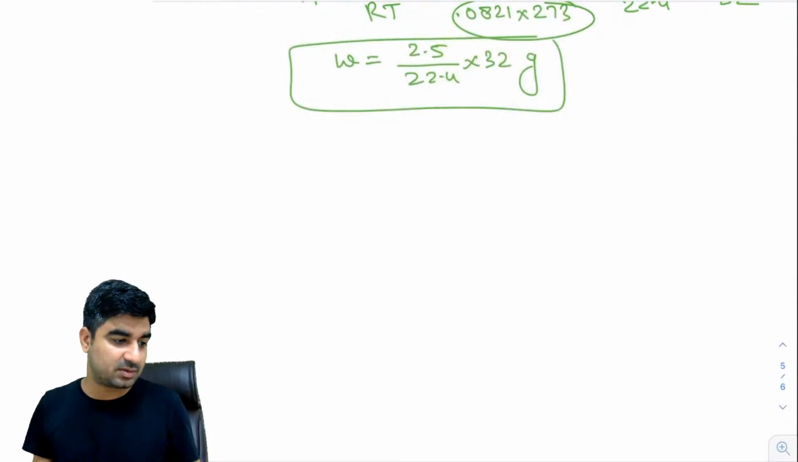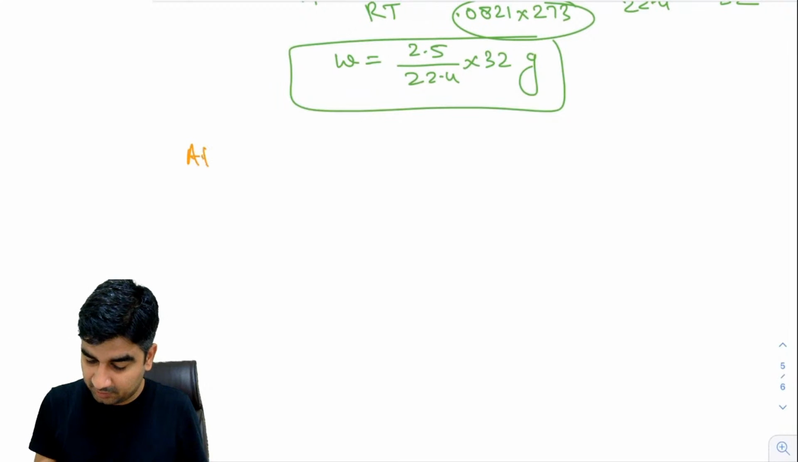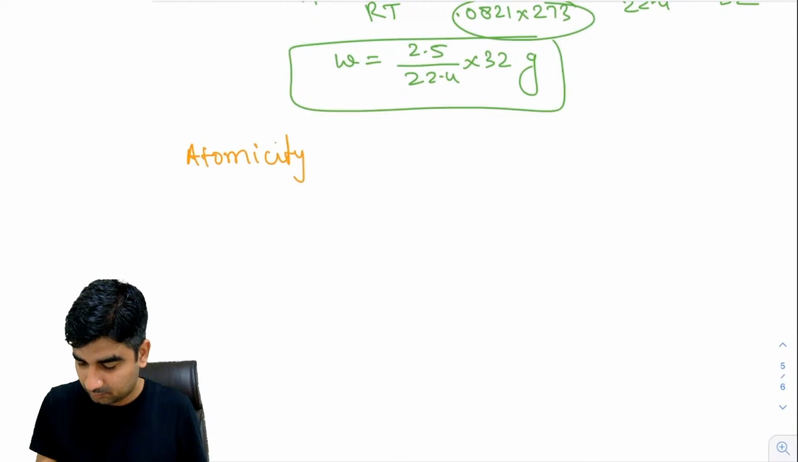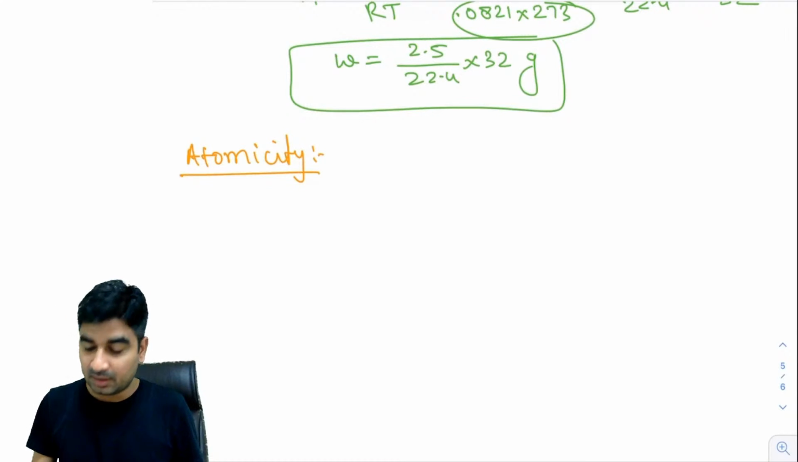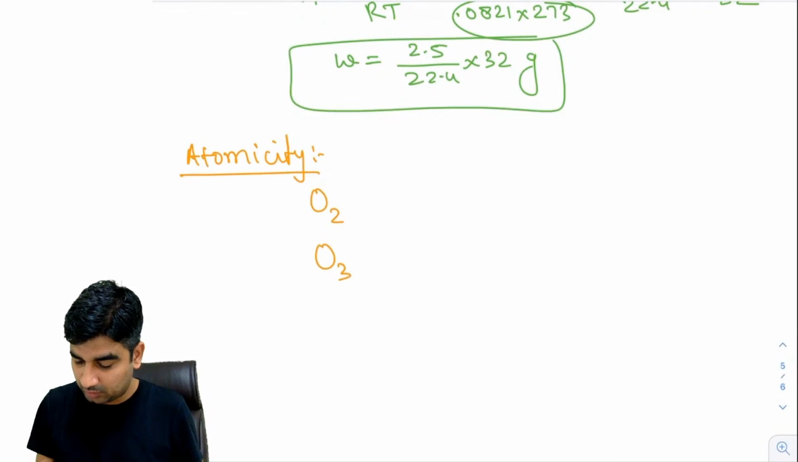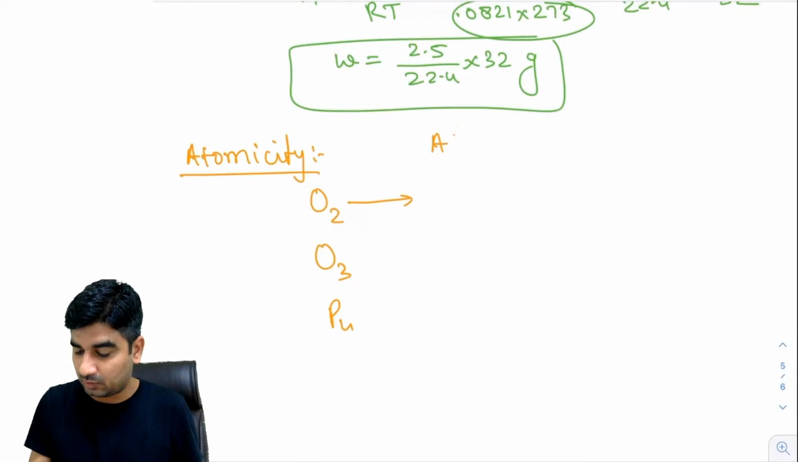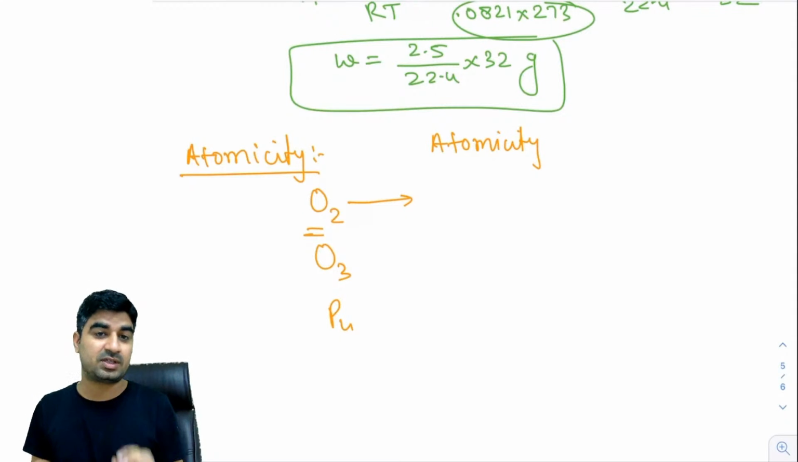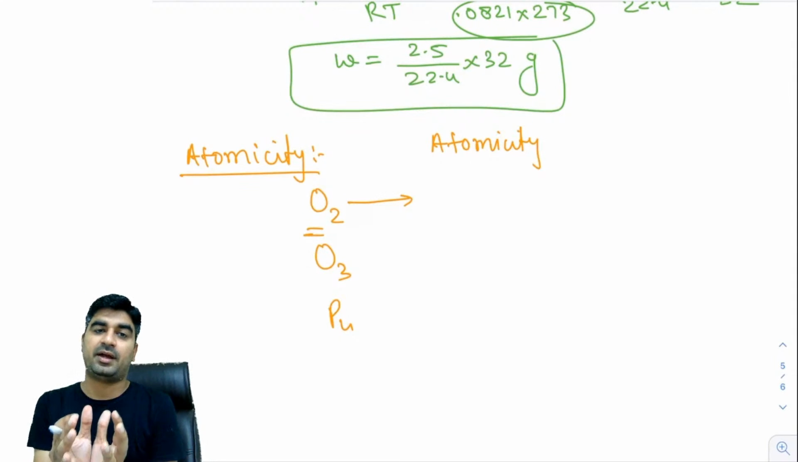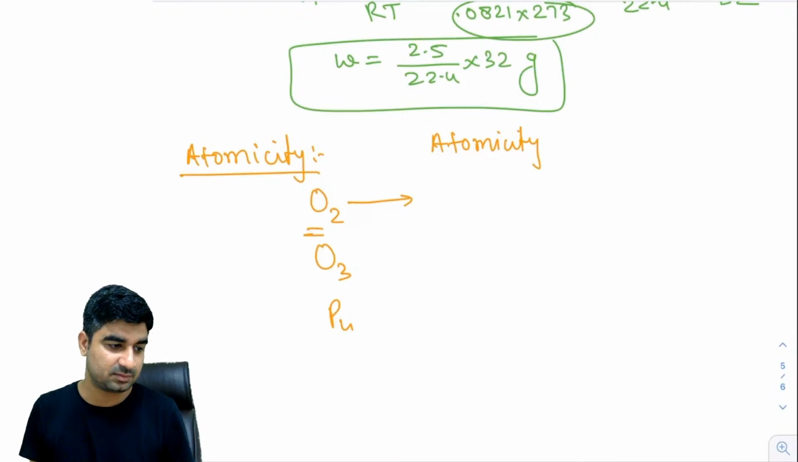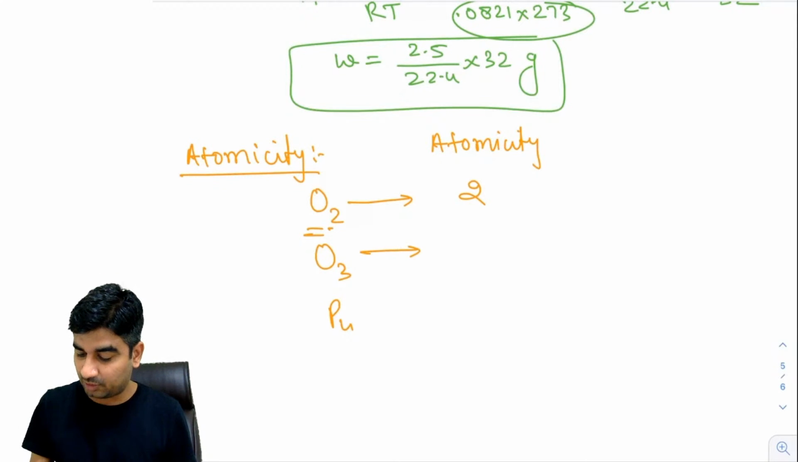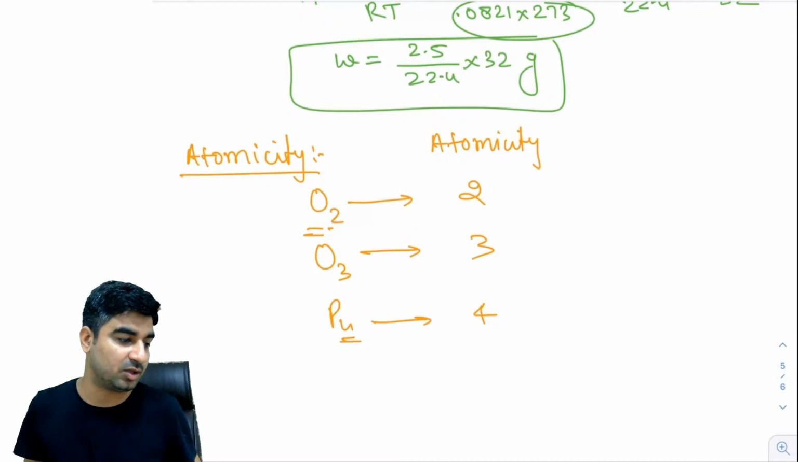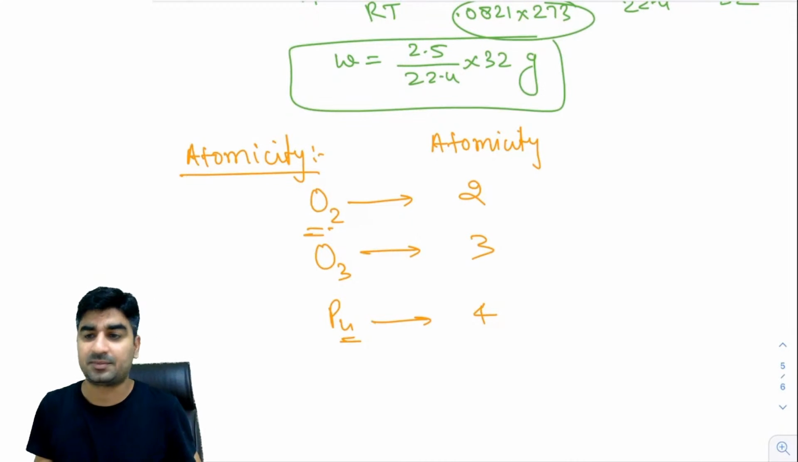So there is one more thing, atomicity. What is that atomicity? Like if I'm writing O2, O3, P4. So if I ask you atomicity, what is that? What is O2? Oxygen. How many atoms of oxygen are taken here? 2. So atomicity will be 2. Here atomicity will be 3. Here atomicity will be 4. So the number of atoms making a particular molecule is called atomicity.